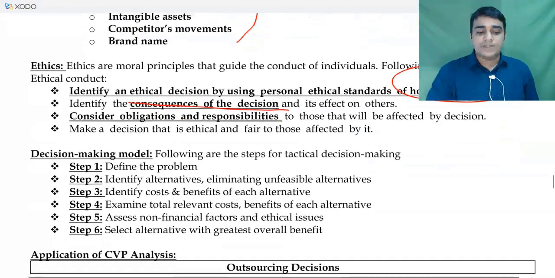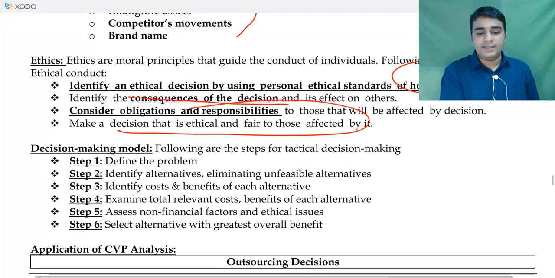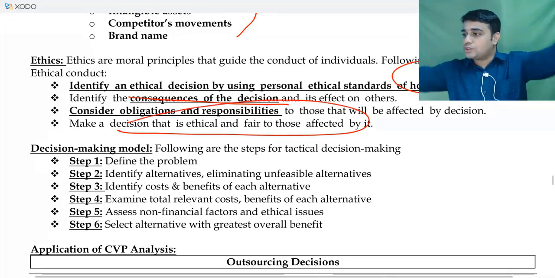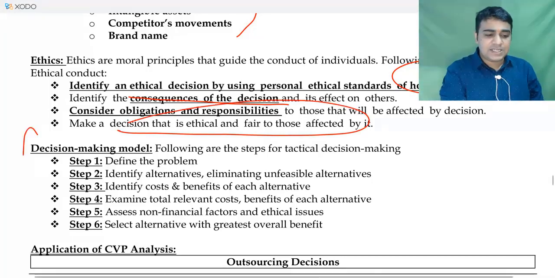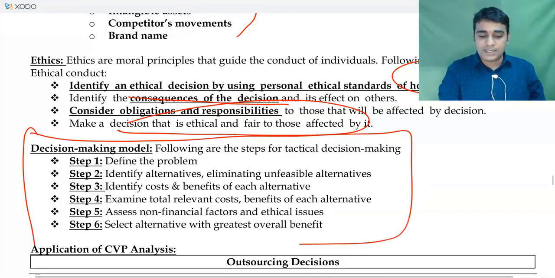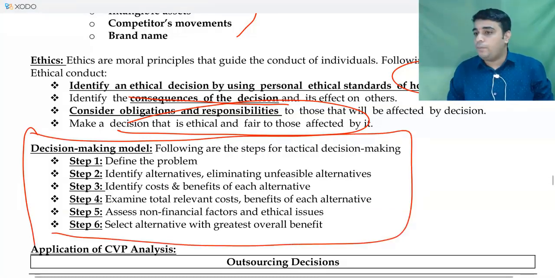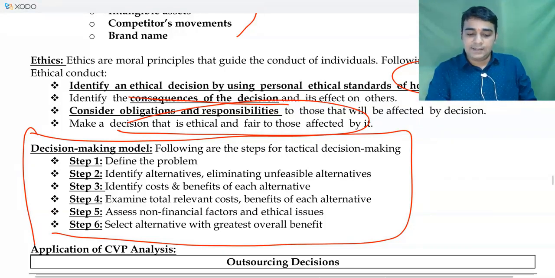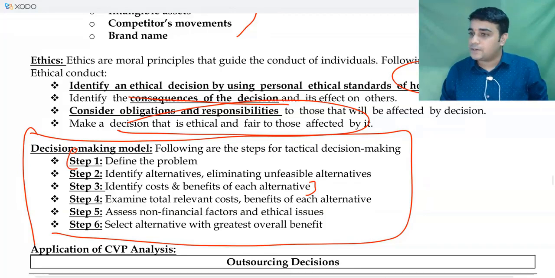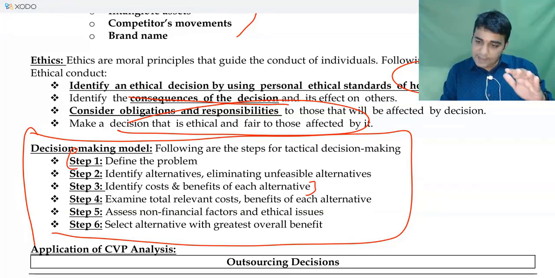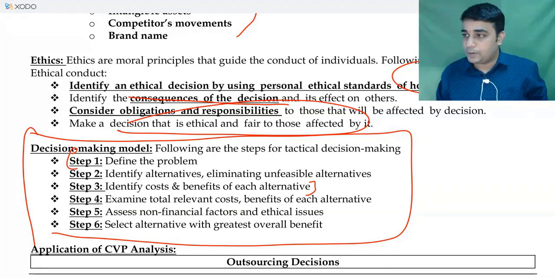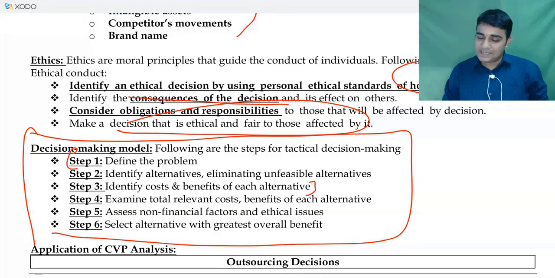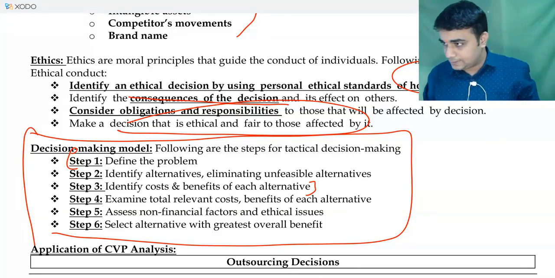So make a decision that is ethical and fair to those affected by it. This is a decision making model. Any problem you solve, you will have to think about these steps. Till CA Inter, you are just thinking till this: identify cost and benefits of each alternative. CA Final, Advanced Management Accounting, which was your old syllabus, there also mostly the focus was only till this.